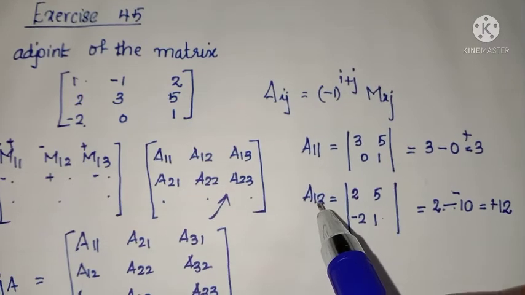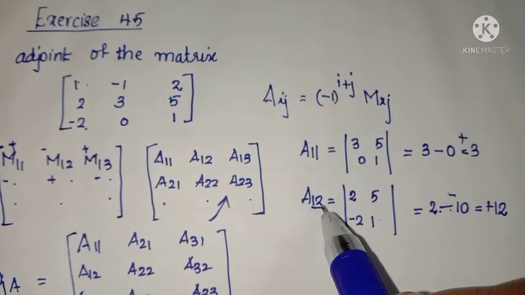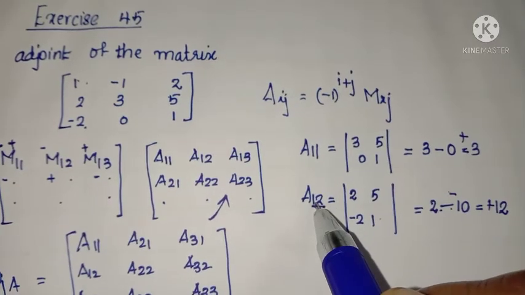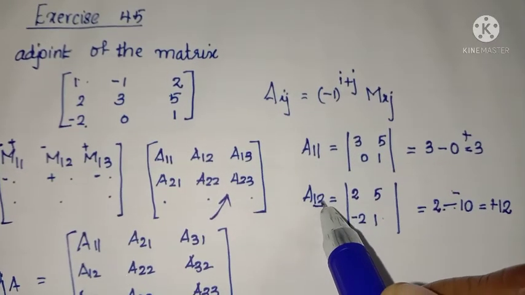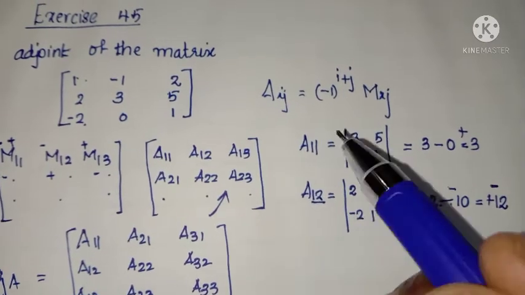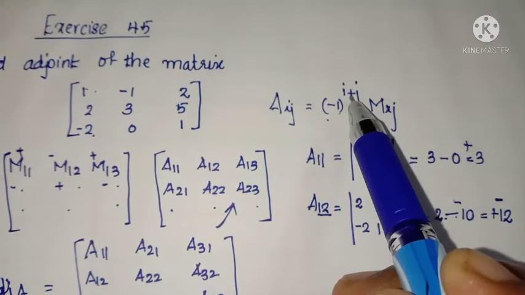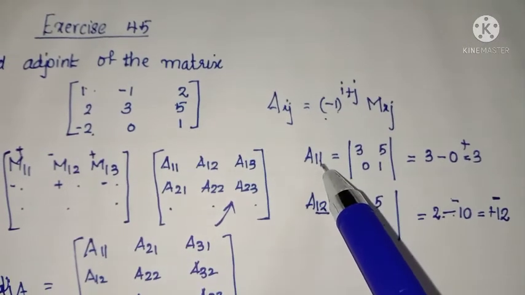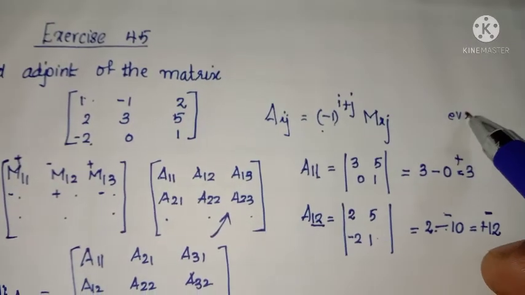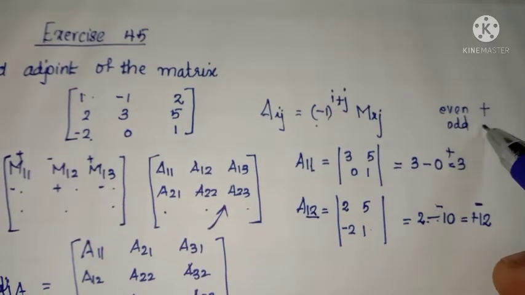And listen, for A12 the suffix is 1, 2. So 1 plus 2 gives 3. 3 is an odd number and therefore give a negative sign. This is the meaning of minus 1 raised to i plus j. Add the suffixes. If it is even, give a positive sign. If it is odd, give a negative sign.